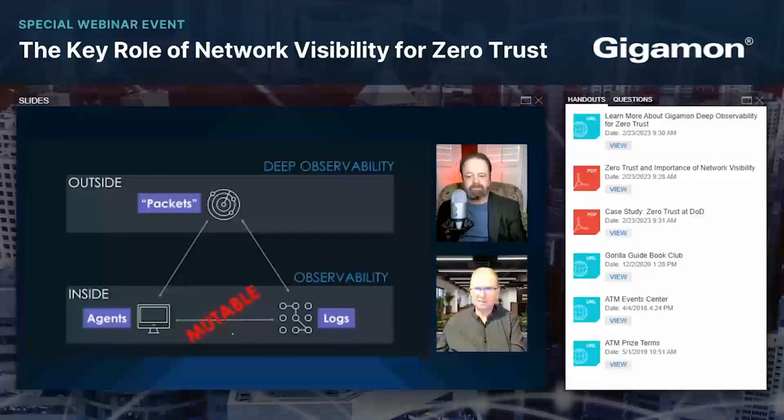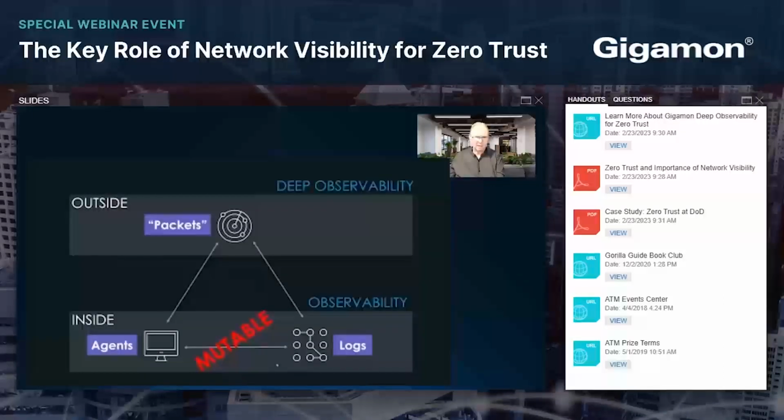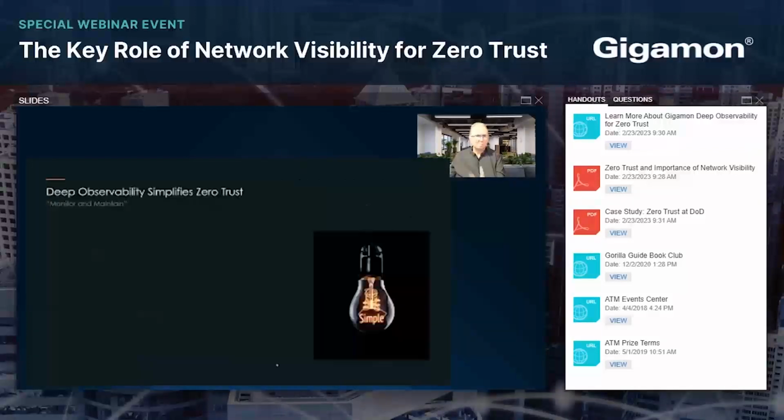Absolutely. Let's just deep dive into some of the benefits that a DAN could actually give you. Monitor and maintain. Deep observability simplifies zero trust, and simplification is essential. We need to monitor and maintain these environments, as John said.